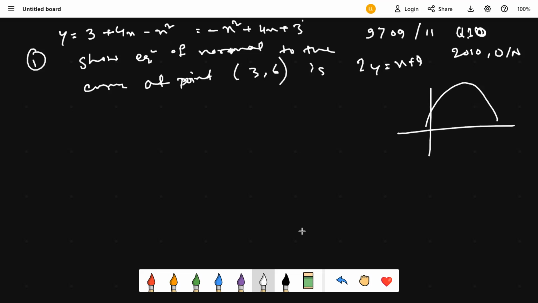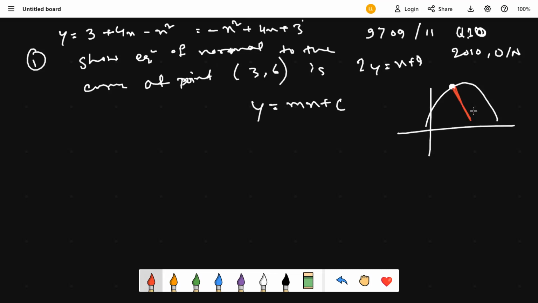Now, talking about the equation, if we know the x and y coordinates, in order to have the equation we have to know y equals mx plus c. That's the equation of the straight line, and they're asking us to show the equation of the normal. That means at the point (3, 6), which is the coordinate they're mentioning, what should be the equation of the normal at that point.